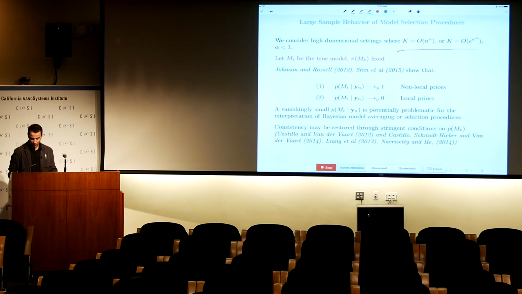So what happens when this is the case? What happens when my model complexity goes up with sample size? Well, funny things happen, yeah? So if you are happy with your local shrinkage, the posterior probability of the true model goes to 0.